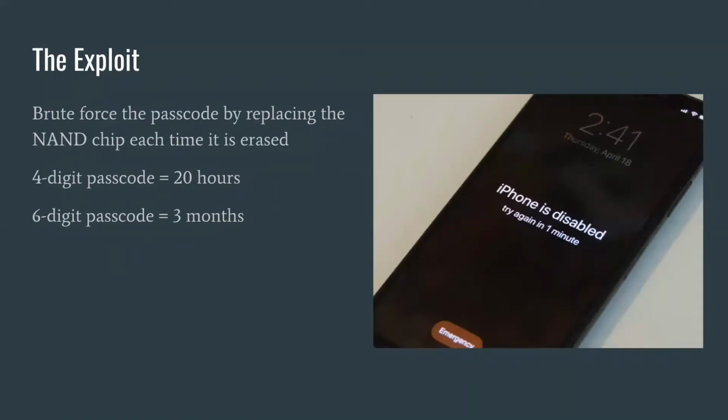The attacker would choose to erase the chip after every 6 incorrect passcode attempts. The phone starts introducing a delay after 5 unsuccessful attempts, and after 5 attempts, a 5-second delay is introduced. After 6 incorrect attempts, there's a 1-minute delay. So erasing the chip after every 6 attempts would reduce the amount of time it would take overall to brute force the passcode. And using this method, a 4-digit passcode would take about 20 hours to brute force, and a 6-digit passcode would take about 3 months.